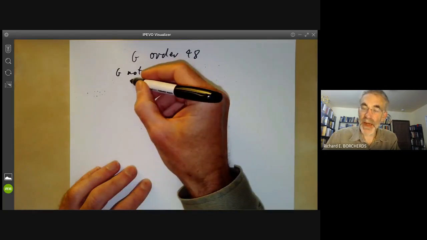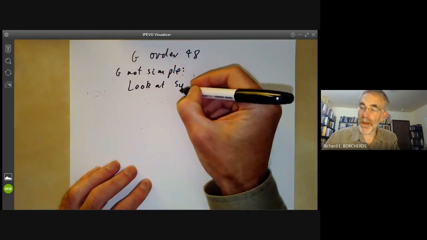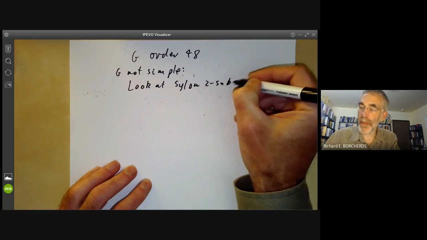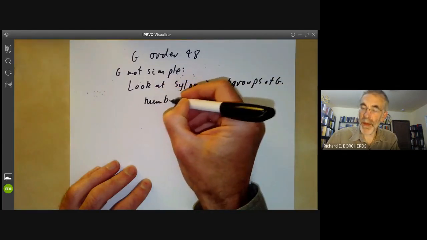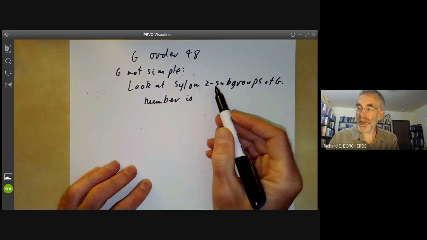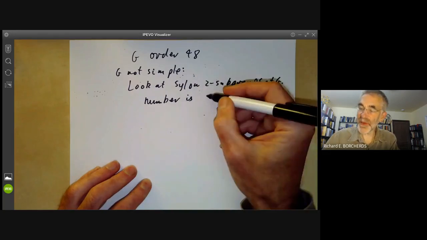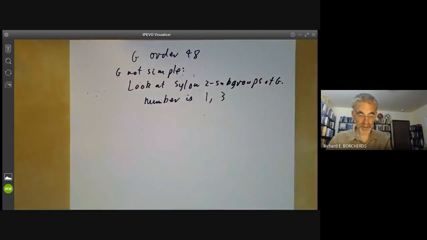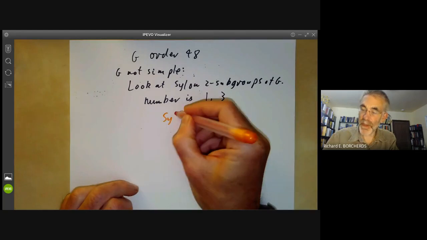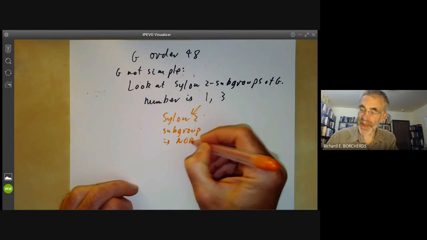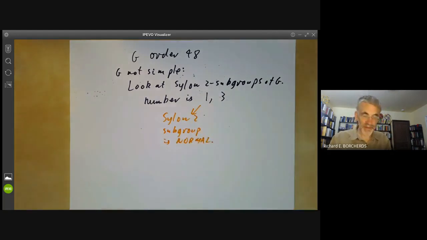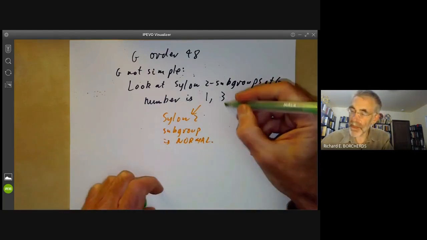And to prove this, let's look at the Sylow 2-subgroups of G. So the number of them is 1 mod 2, and it must divide 48. So the only possibilities are that the number of them must be 1 or 3. And if the number is 1, then the Sylow 2-subgroup is normal and has index 3. So we're done.